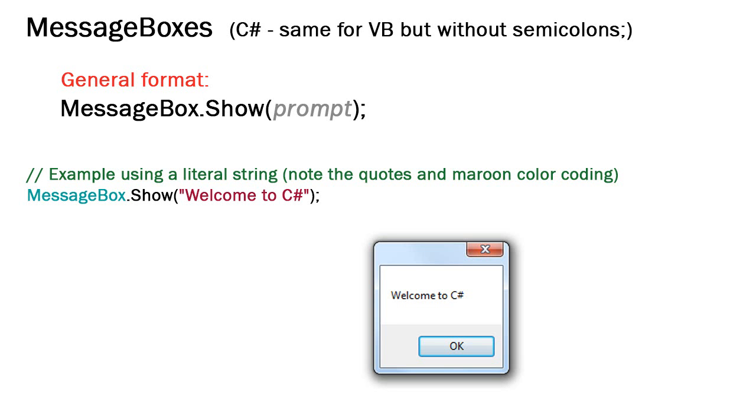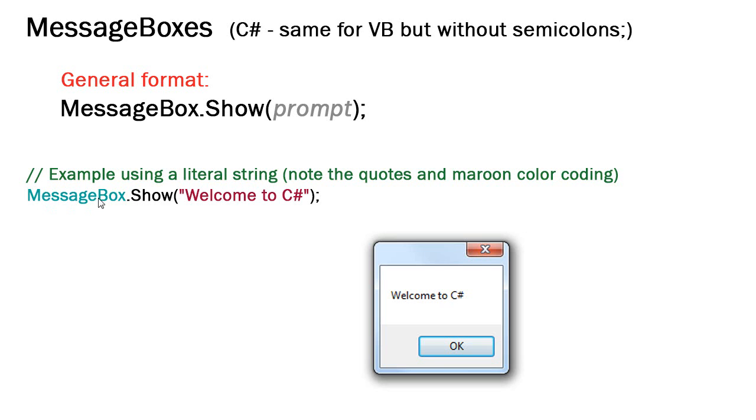The simplest form of a message box is to have just a prompt shown in the message, and the format there is MessageBox, which is a class, .Show. Show is a method, and I know it's a method because of the parentheses. And inside those parentheses, I'm providing some arguments that relate to the parameters of that class. So the argument that I'm presenting here in the simple format is just a prompt. And whatever's in that prompt is what would show up in our message box.